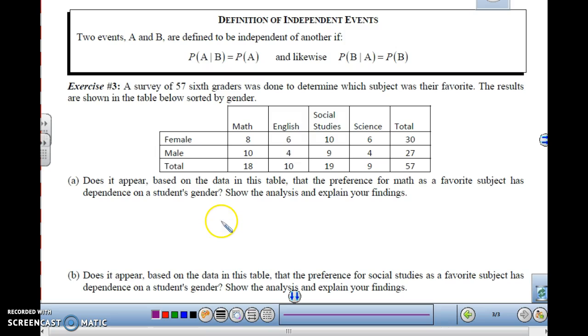Okay, so we want to look at the preference of math. All right, so what is the preference just overall of liking math? All right, well, the probability of liking math, there are 18 out of a total of 57.